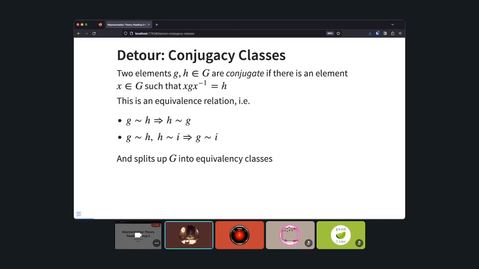But a quick detour. I talked last time about conjugacy classes, and conjugacy classes are really important because there is one irreducible representation of a group per conjugacy class. For non-abelian groups, the conjugacy classes measure how abelian different members of this group are. It's an equivalence relation, and so you can split up the entire group into these conjugacy classes.